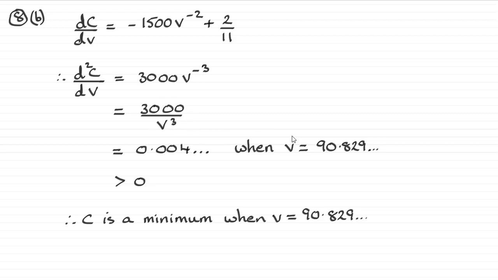And then we just need to substitute that value of v we found in the previous part of the question, substitute it into here, comes out at 0.004 and so on, which is a positive value. And you should be aware then that if this double differential is a positive value, then that signifies that you've got a minimum. Okay, so just to summarize, therefore C is a minimum when V equals the 90.829 and so on.